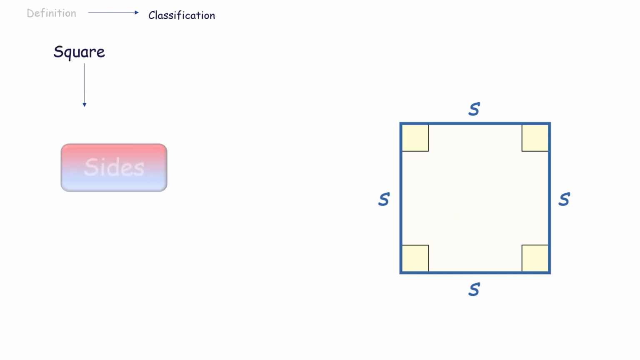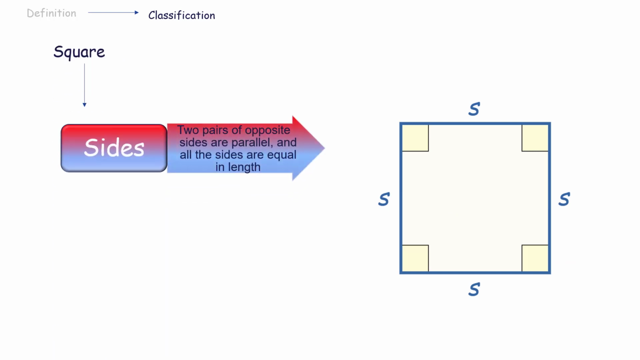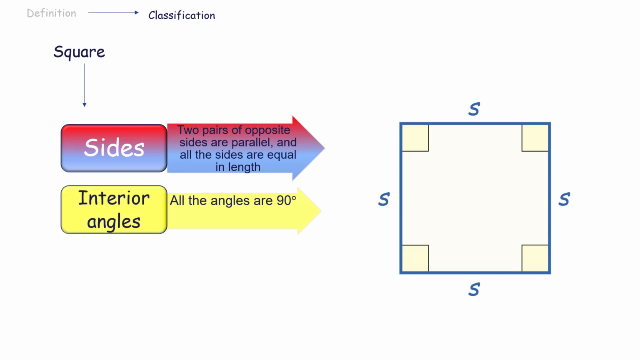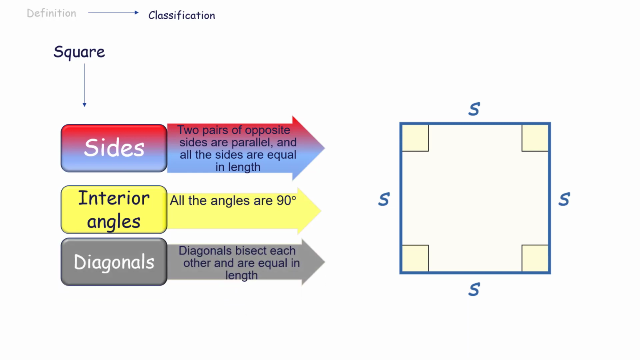The square. Opposite sides are parallel and all the sides are equal in length. The interior angles, yes, the opposite angles are equal, but all the angles are 90 degrees. And the diagonals bisect each other and are equal in length.